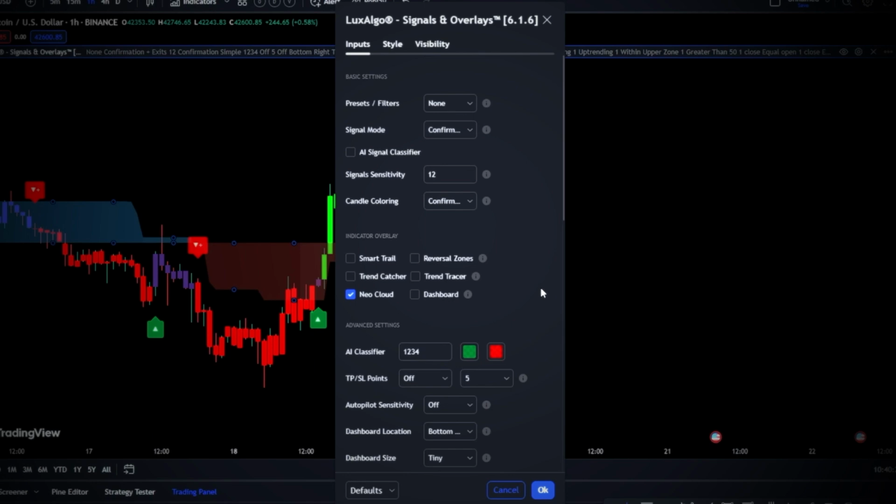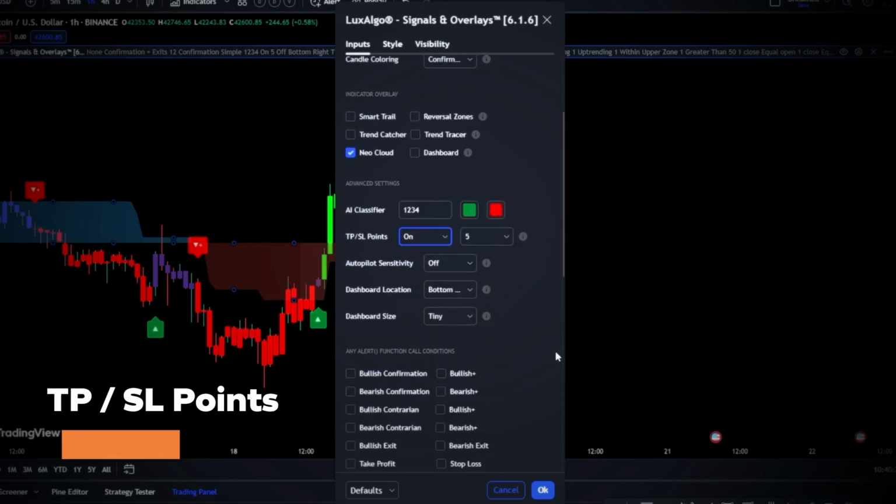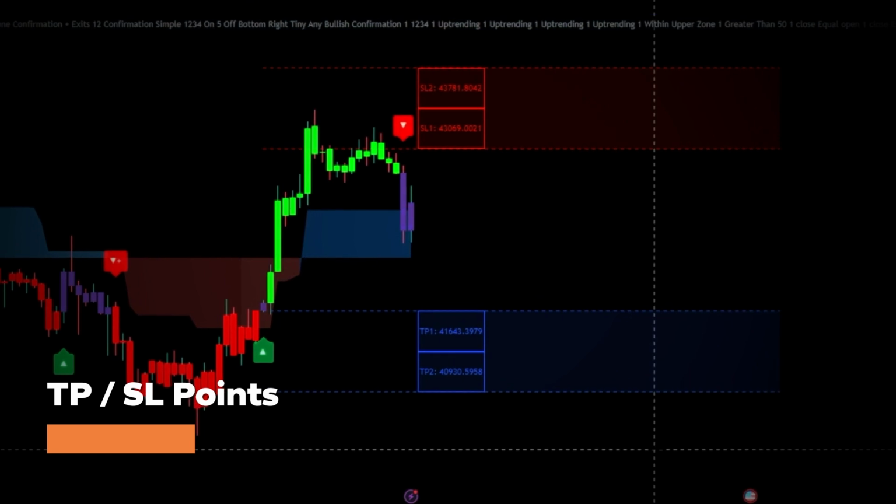Moving on from overlays, there's another feature that we can find in the settings, and this is to enable take profit and stop loss levels.